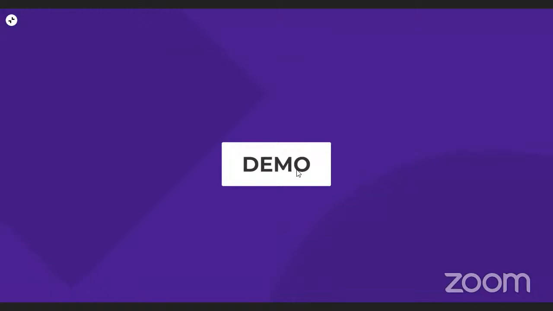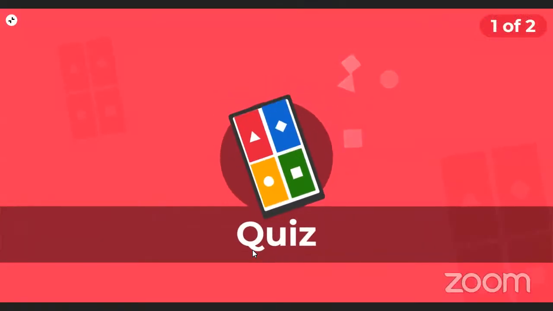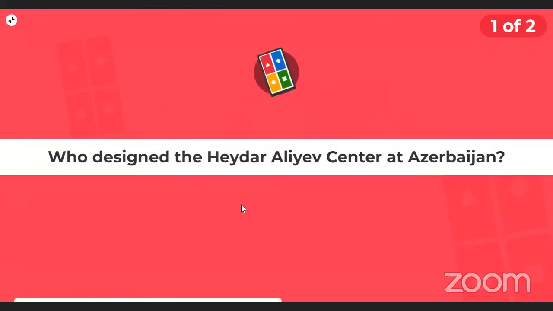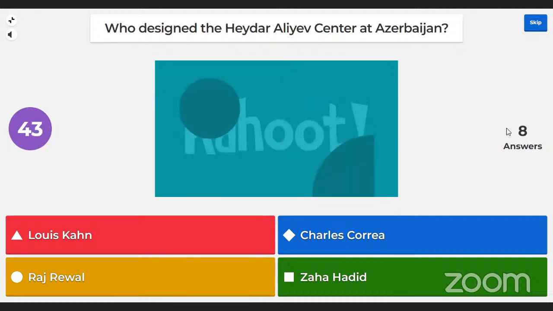We'll be having 2 questions in the demo session, and you'll be getting 60 seconds for one question. So this is a question: who designed the Heydar Aliyev Center in Azerbaijan? On the left side you can see the timer running, 50 seconds, 49 seconds. On the right side, you can see how many people have already attended the session. Below you can see the options: Louis Kahn, Charles Correa.